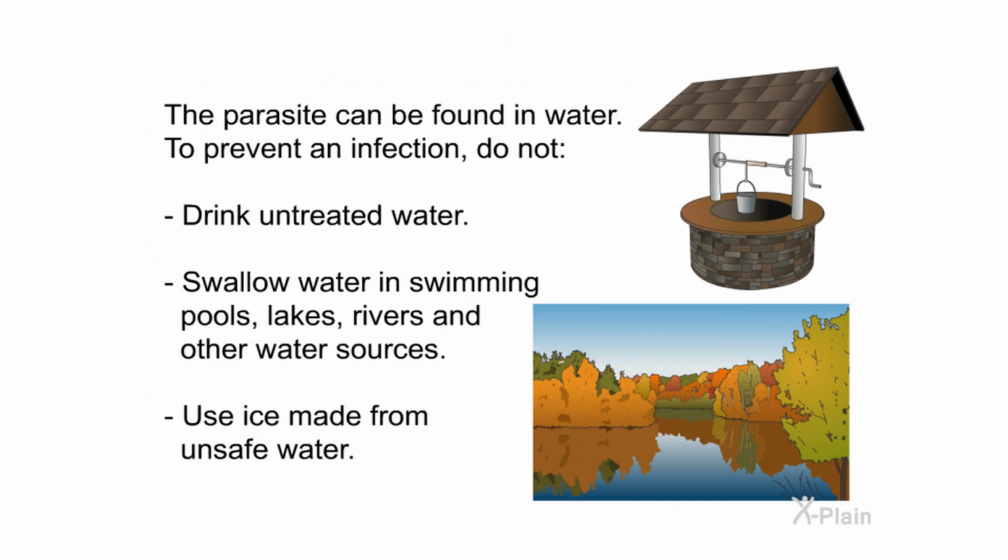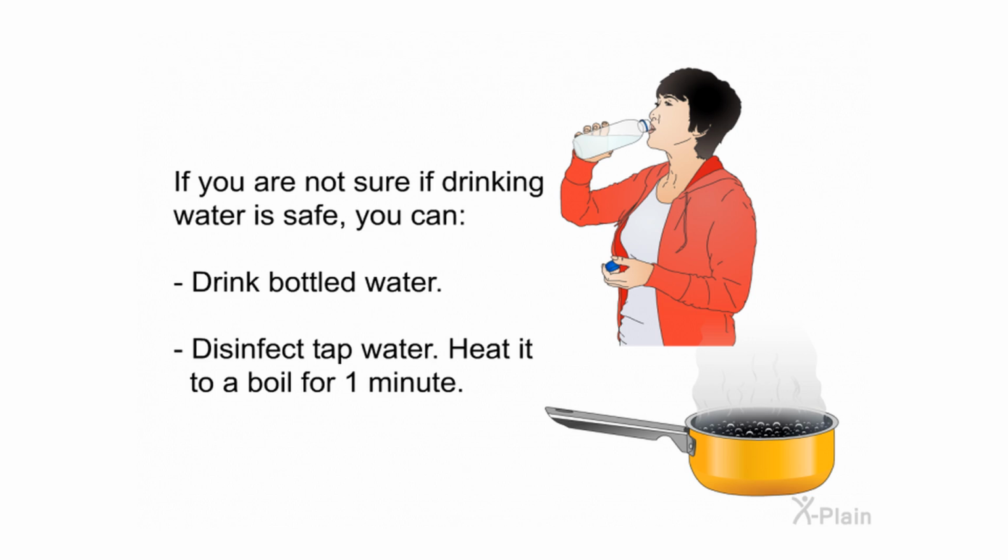The parasite can be found in water. To prevent an infection, do not drink untreated water. Do not swallow water in swimming pools, lakes, rivers, and other water sources. Do not use ice made from unsafe water. If you are not sure if drinking water is safe, you can drink bottled water. Disinfect tap water. Heat it to a boil for 1 minute.